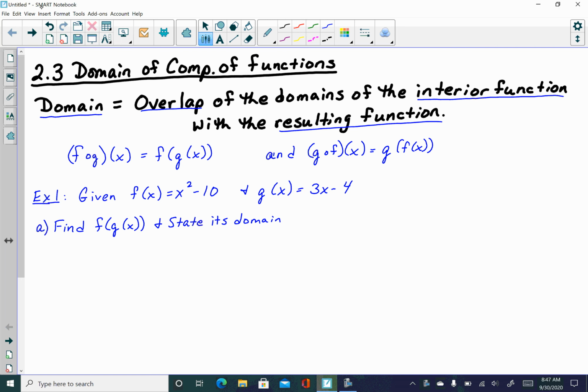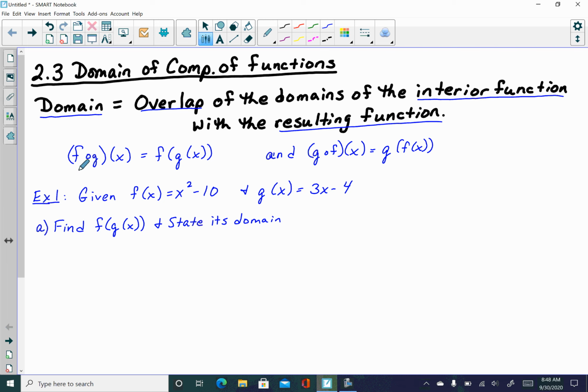Hi there. So this video is designed to give you a little bit more practice, or just to hear me say again how to compute the domain of a composition of functions. Whenever you're working with composition of functions, the domain is equal to the overlap of the domains of the interior function with the resulting function. What I mean by interior and resulting function, we'll talk about in just a minute.